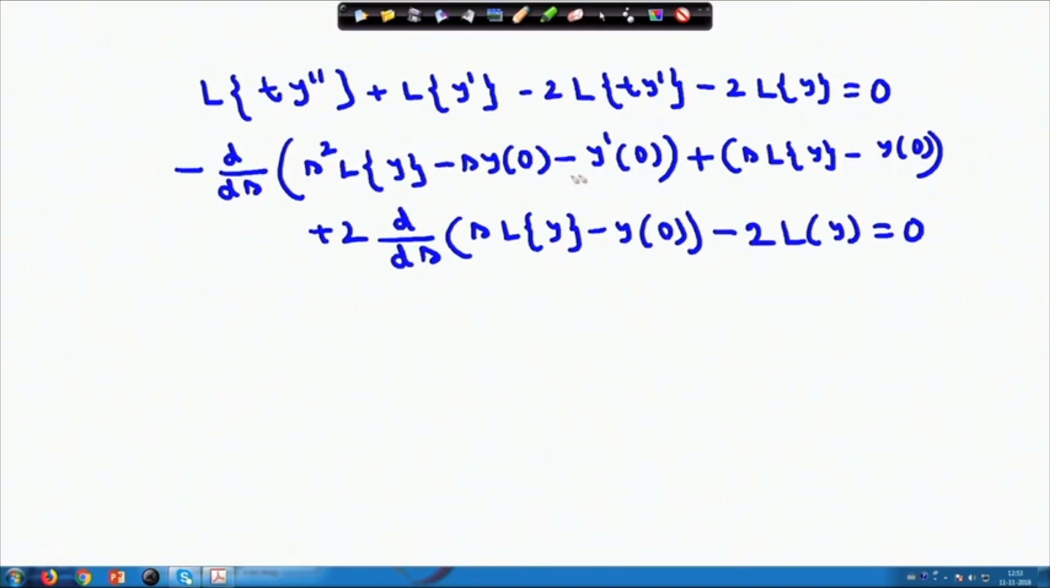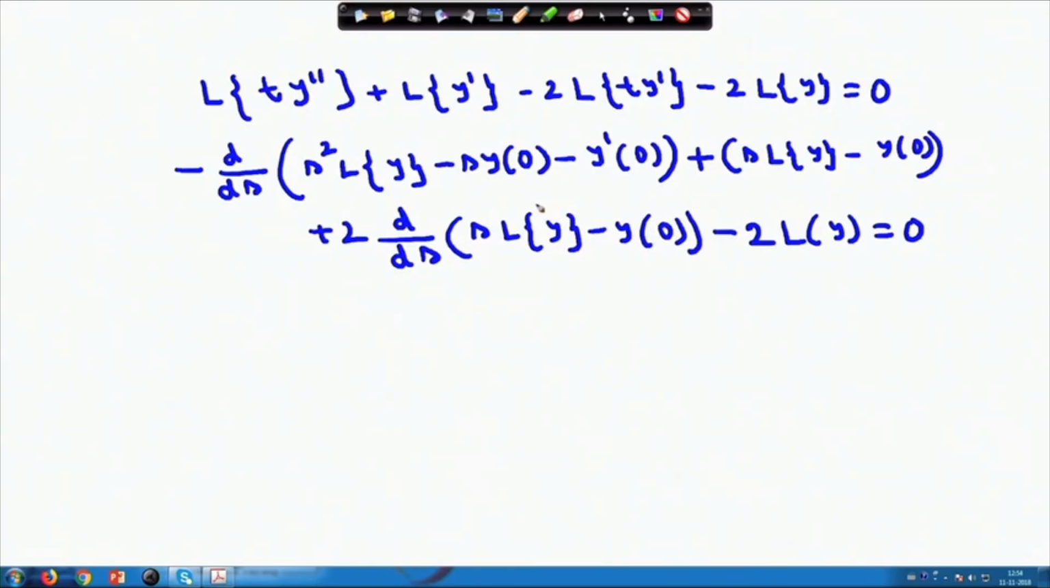Laplace transform of y double dash is known to us. Then Laplace transform of y dash, we know it and we put it. So, this has become plus 2 into d d s of Laplace transform of y dash, which we substituted by s into Laplace transform of y minus y naught.